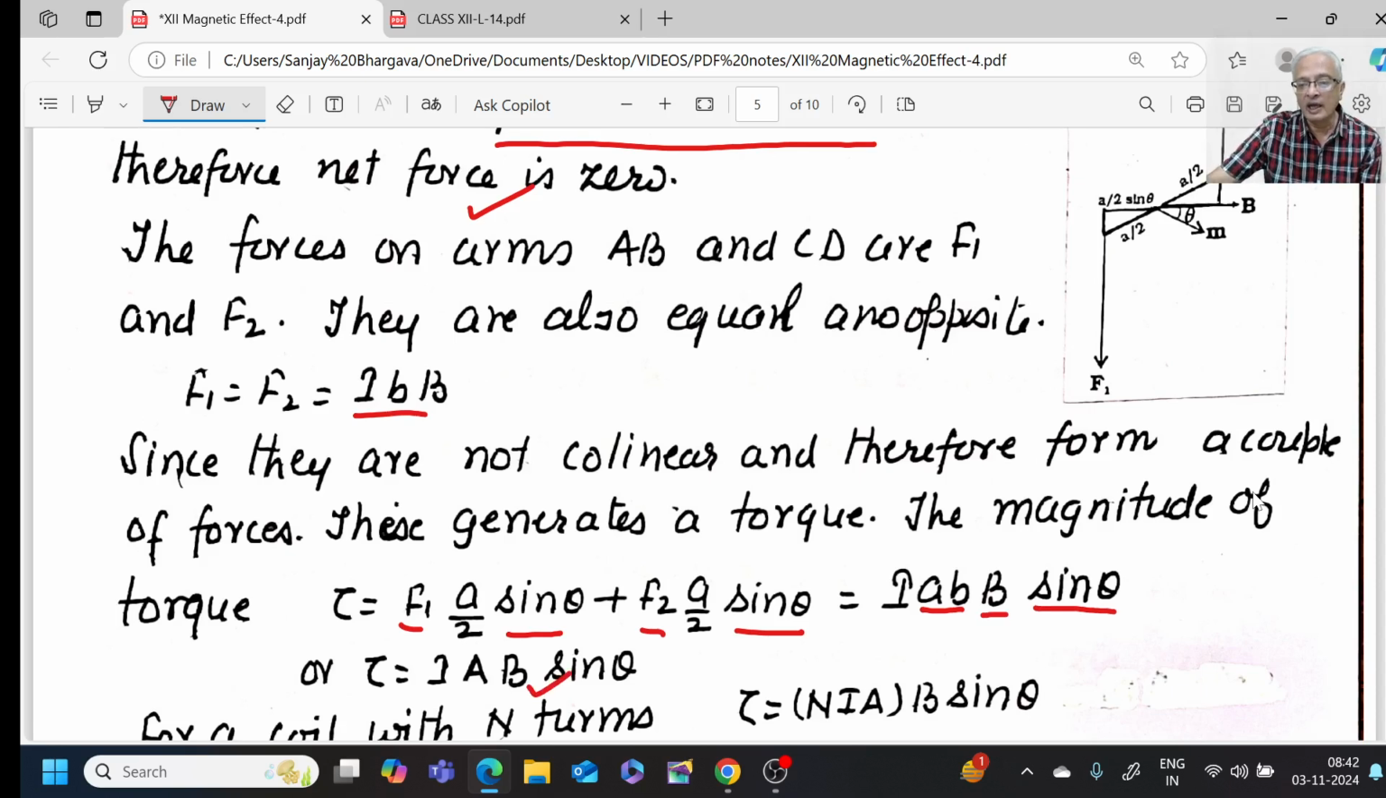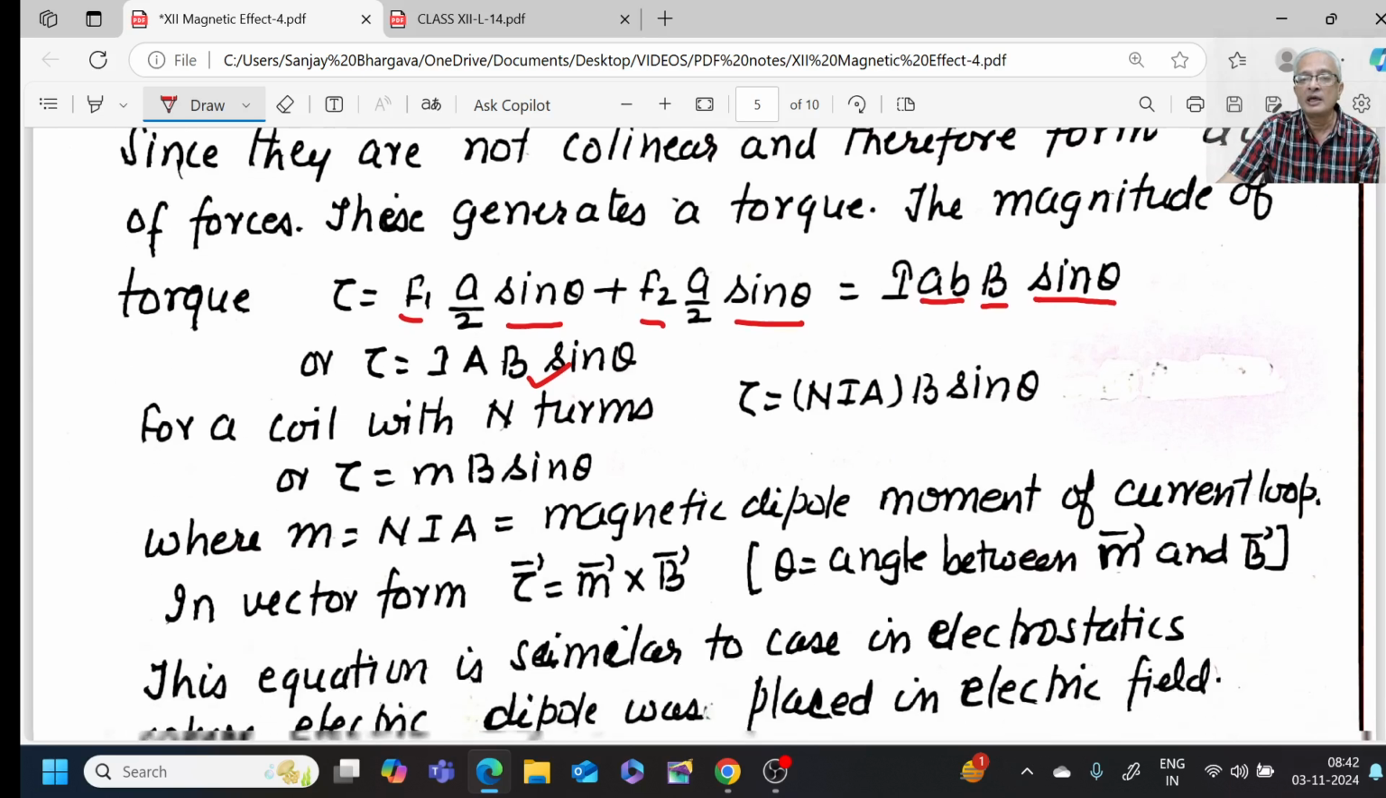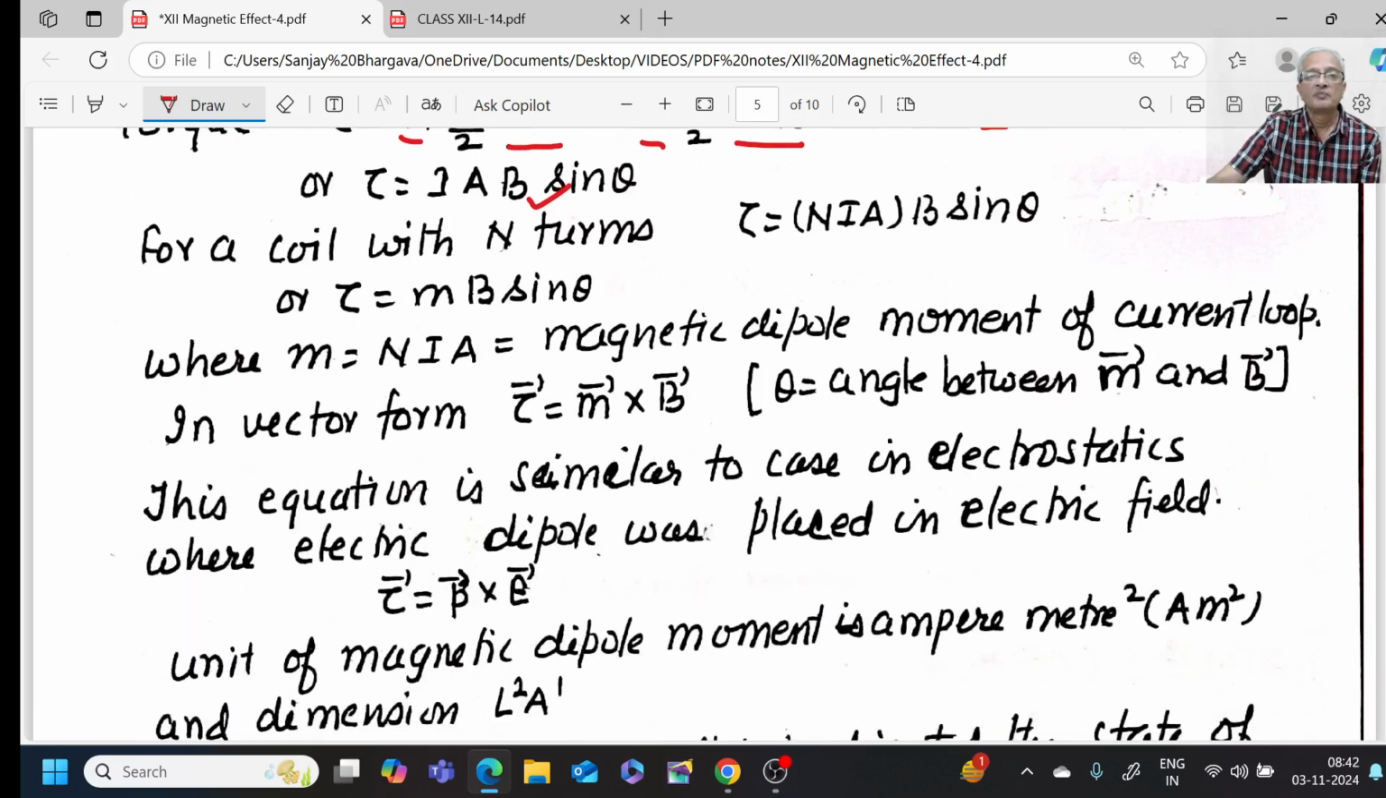For a coil with N number of turns, the torque would be given by NIAB sine theta, where torque is equal to mB sine theta. And what is small m? It is equal to the product NIA and is now referred to as the magnetic dipole moment of the current loop. In vector form, the torque can be written as the cross product of m vector and B vector.